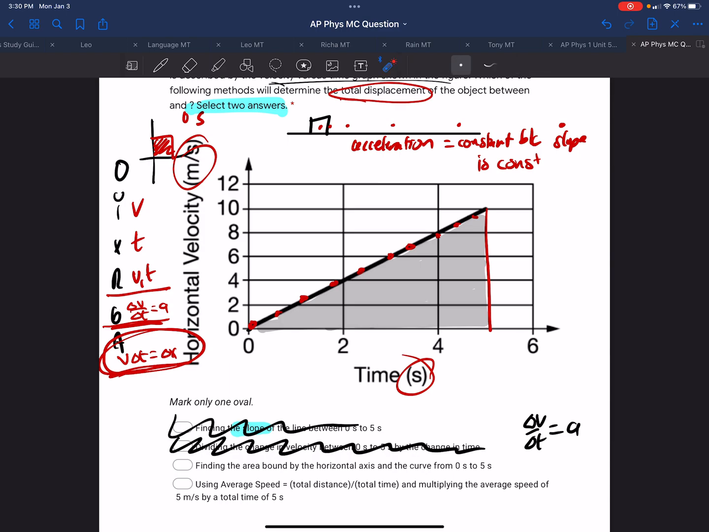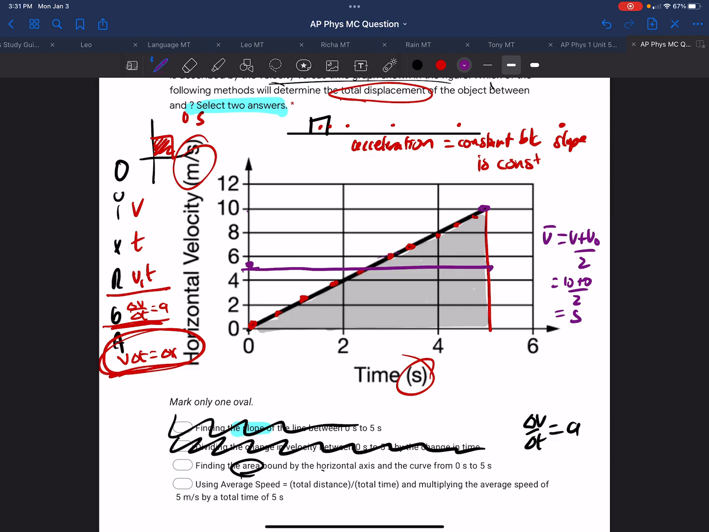So finding the area, that's correct, area bounded by the horizontal axis and the curve from 0 to 5 seconds. That's what we colored in gray. Using the average speed and multiplying the average speed, 5 meters per second, by a total of 5 seconds. Well, the average speed, v bar, is the final plus the initial over 2. And the final we see is 10, and the initial is 0, gives us an average velocity of 5, which graphically is this midpoint, 5.